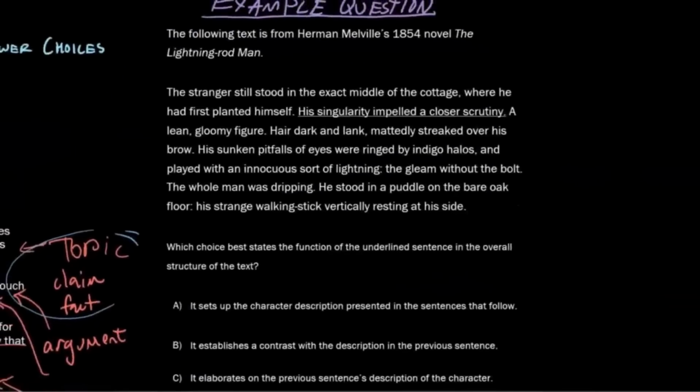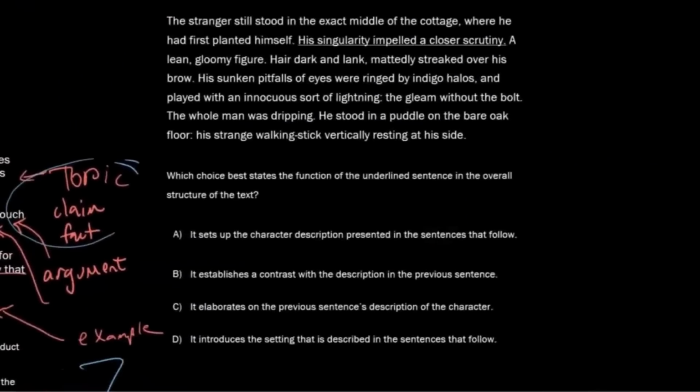Let's take a look at this question from The Lightning-Rod Man. The stranger still stood in the exact middle of the cottage where he had first planted himself. Okay. That's just kind of introducing it. Now we're going to take a look at our answer choices here. We know what the question's asking here. It sets up the character description presented in the sentences that follow. It establishes a contrast with the description in the previous sentence. It elaborates on the previous sentence's description of the character. It introduces the setting that is described in the sentences that follow.